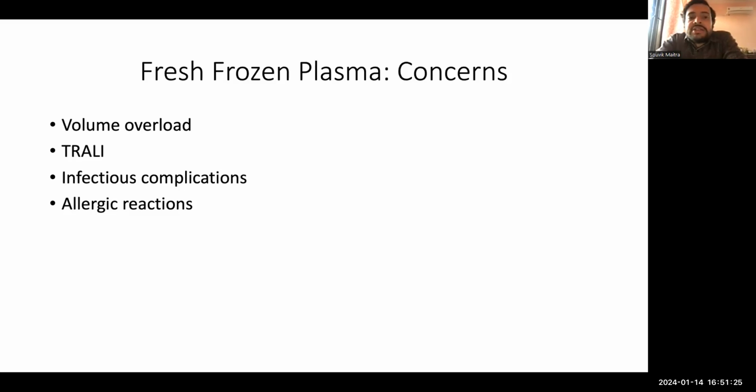There are a few concerns with the use of fresh frozen plasma. I have already discussed that volume overload is the most important concern, particularly in patients with end-stage liver disease, heart failure, acute kidney injury, or even chronic kidney disease. Transfusion associated acute lung injury is also possible with the use of FFP. Infectious complications are theoretically possible, but nowadays practically much less than was reported long ago. Allergic reactions are also a possibility because it contains leukocytes at times.